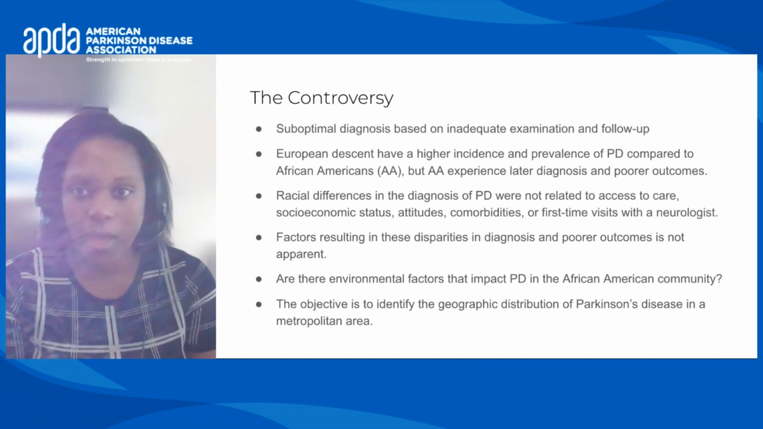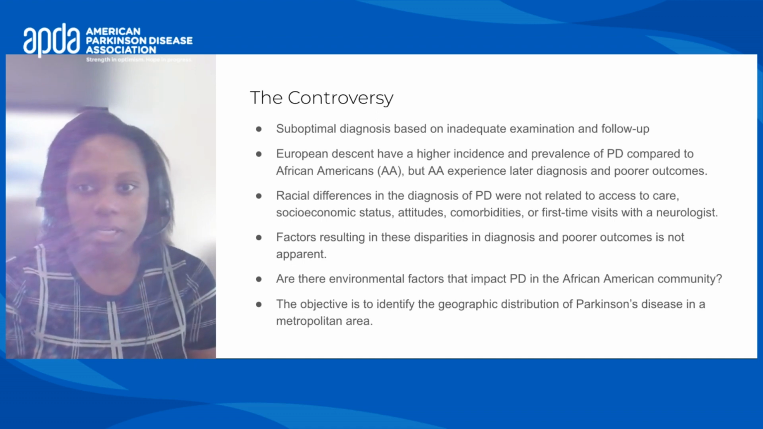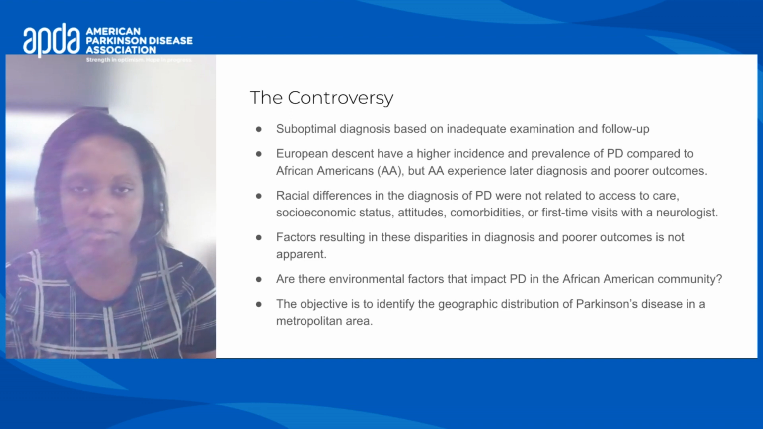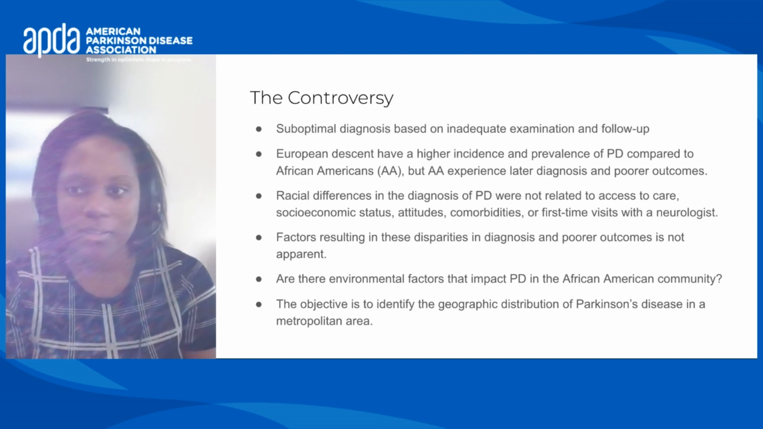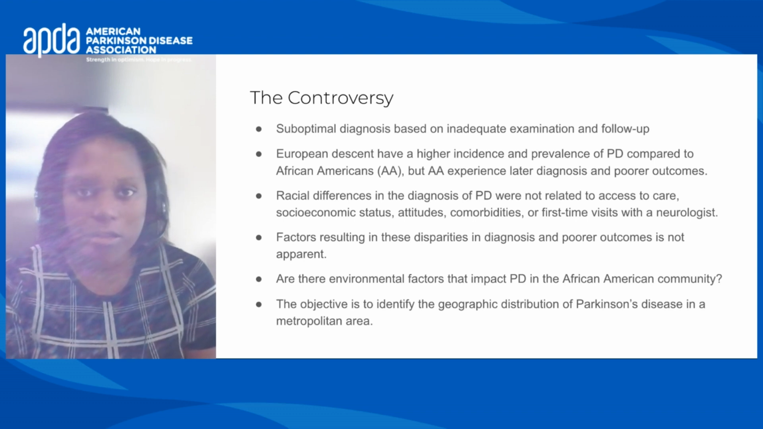And then when you add on various different barriers, and race being one of them, we already know that people of European descent have a higher incidence and prevalence of Parkinson's disease compared to African Americans. But African Americans experience later diagnoses and poor outcomes. We already know that there are differences in the diagnosis that are not related to socioeconomic status, attitudes, comorbidities, or first-time visits with the neurologist.